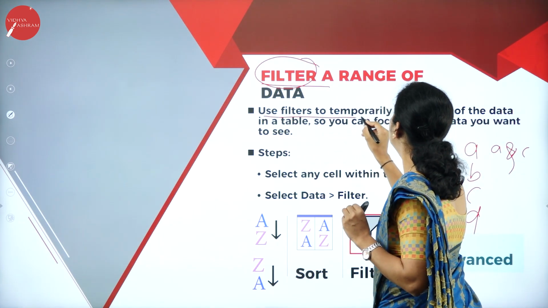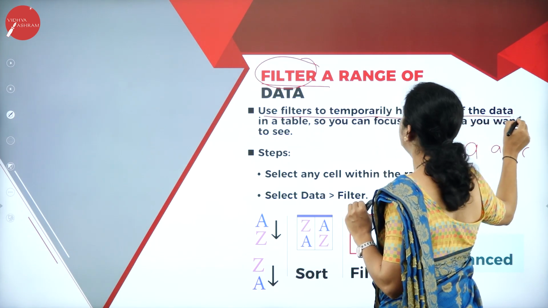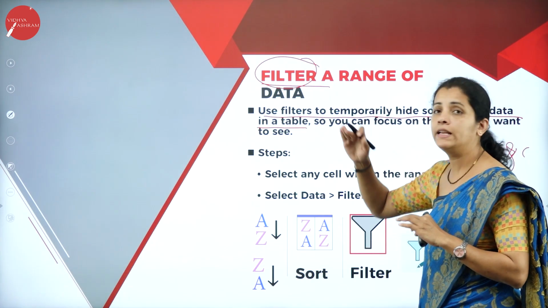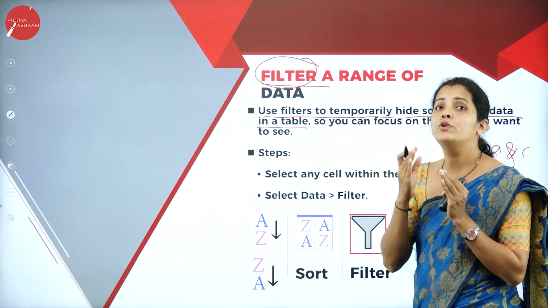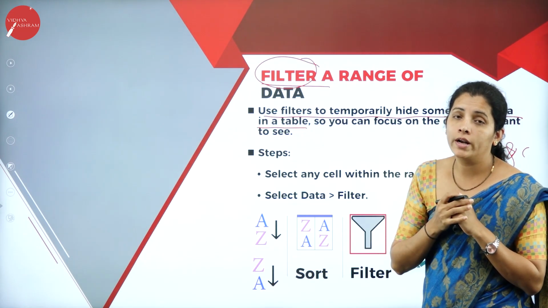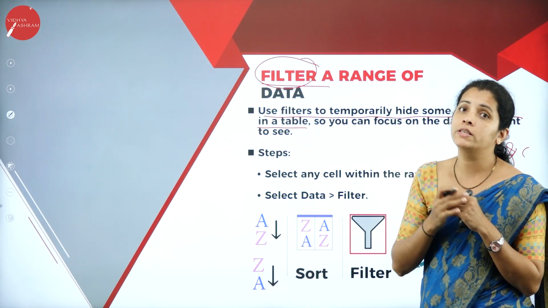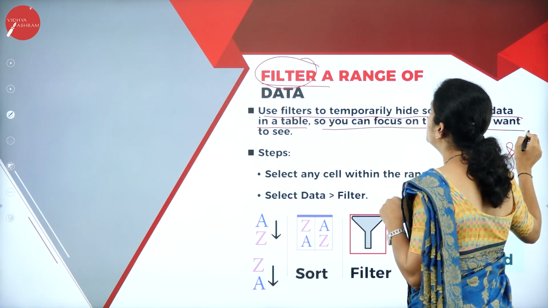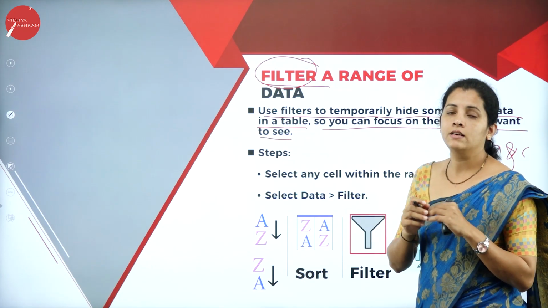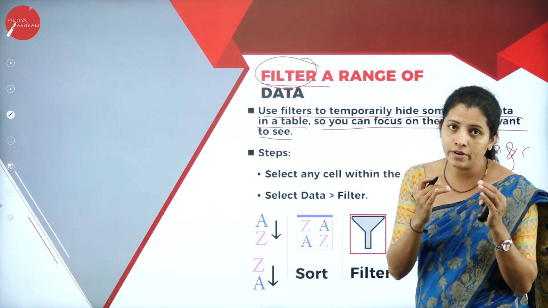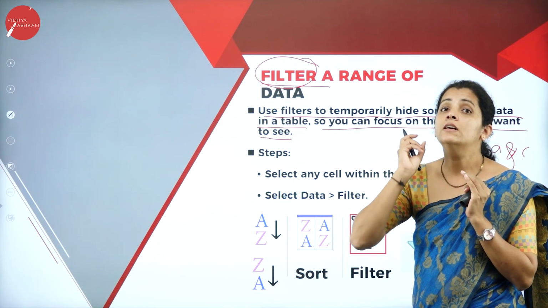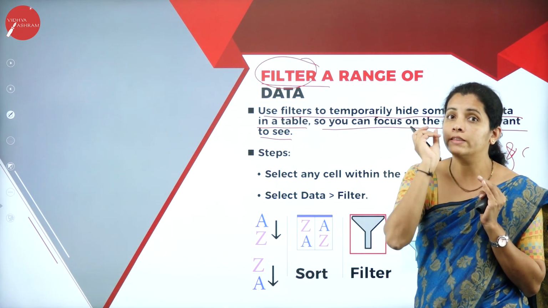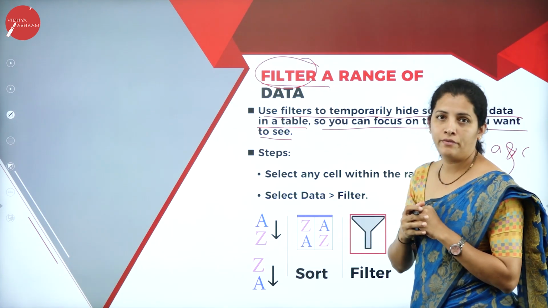Use filter to temporarily hide some of the data in a table. That means when I apply a certain condition, then I'm going to hide certain unwanted fields or rows in my table, so you can focus on the data you want to see. That means suppose you have a long list of names and you want to select only the names which start from a particular letter. That time you can use the filter.